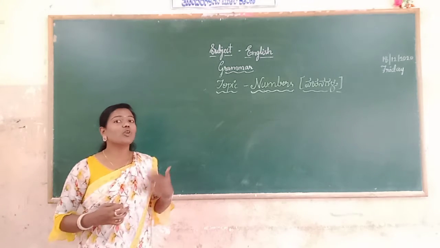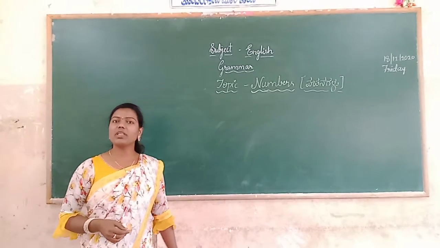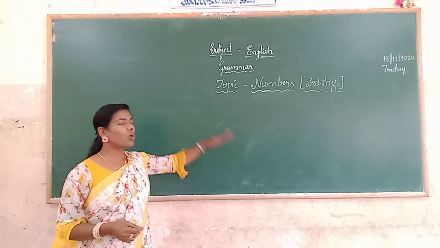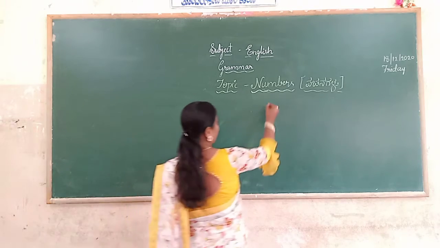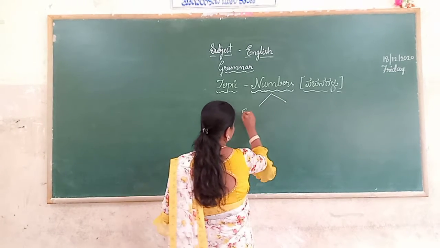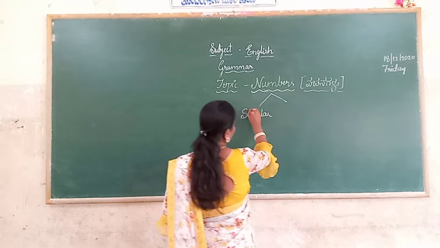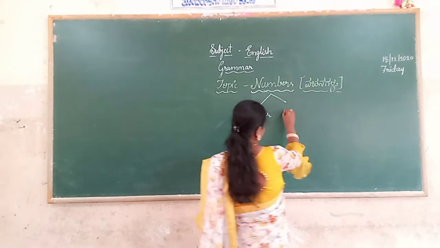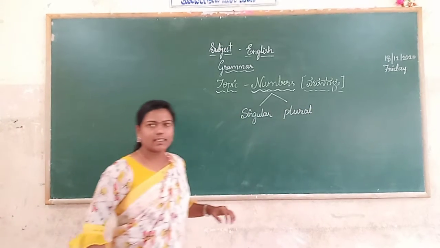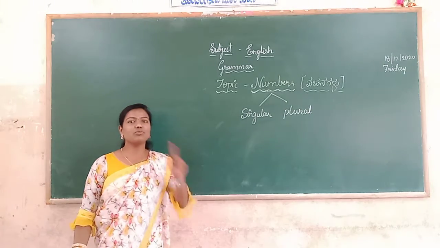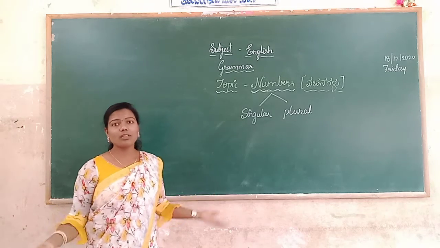In this class, I am going to teach a lesson on the grammar point: numbers. What is the meaning of number? It is called Vachana in Kannada. There are two types of numbers in English grammar. One is singular, which refers to only one, and the other is plural, which refers to more than one.